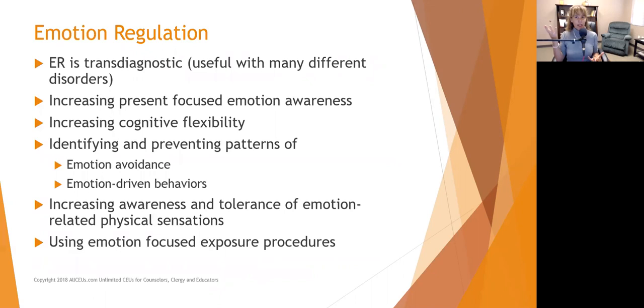Emotion regulation helps increase cognitive flexibility, so they can see the good and the bad. The fact that maybe this bad thing happened, however, there are other good things going on in their life, or they had the strength to survive it, or helping them look at positive options. And cognitive flexibility also isn't just about dialectics. It means identifying how they feel, identifying what's going on in the present moment, and saying, okay, I've got choices.